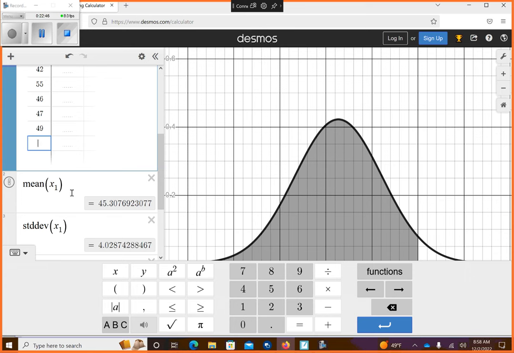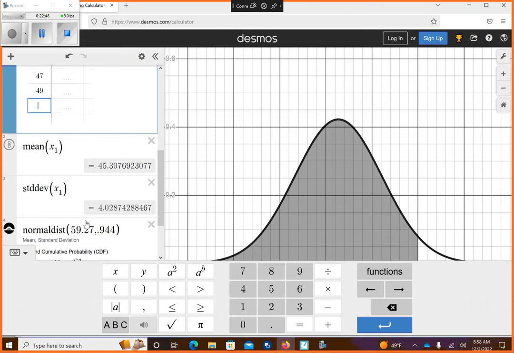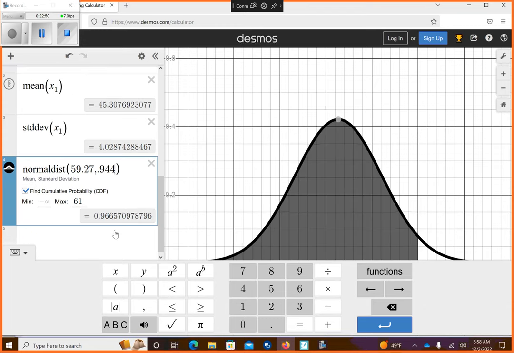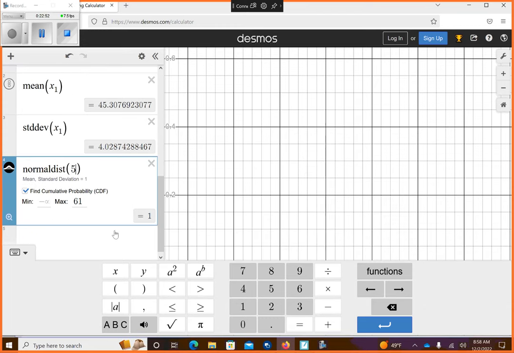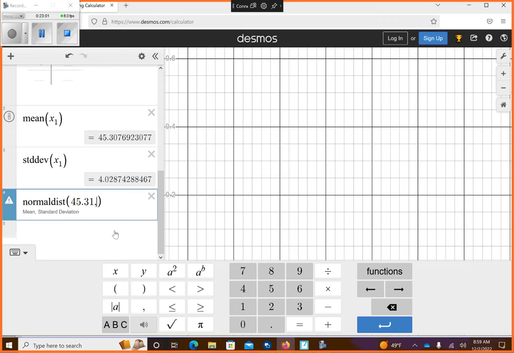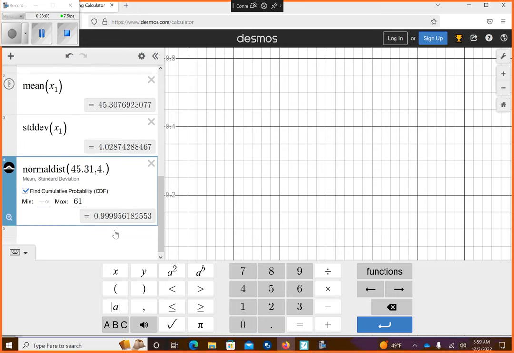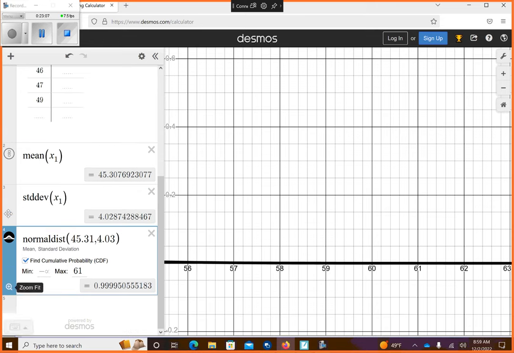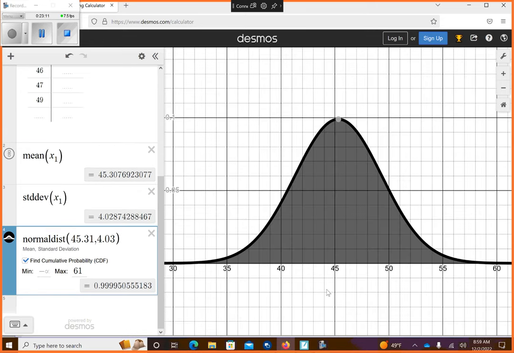Make sense so far? All right, so with that known, let's make our normal distribution your stuff. So I got 45.31, comma, 4.03. Okay, and I'm going to hit plus. That's basically your normal distribution.